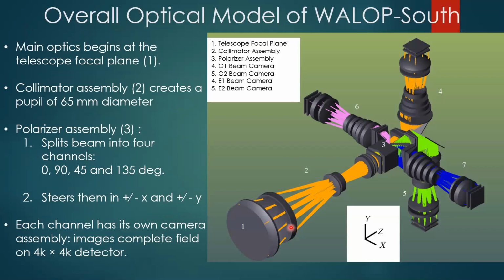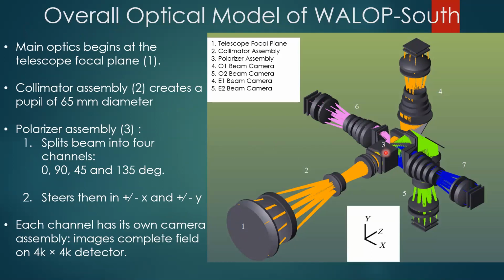This slide is basically to show the overall optical model of the Wallop South instrument. The image on the right captures the overall main instrument model. The instrument begins from this point marked 1, which is the telescope focal plane. From there, a set of optics called the collimator assembly creates a pupil for the entire field, which is then fed to a system of optics that we call the polarizer assembly.